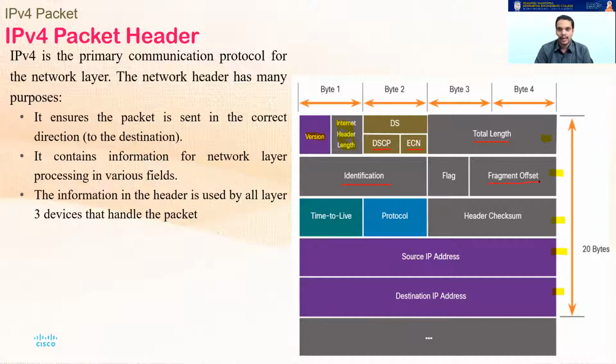I told you about the MTU. If the packet size is greater than the MTU, you break it into parts. Now, if you break it into parts, how does the receiver know which part belongs to which packet? Let us assume I have a packet P1, and I have broken this packet into 1, 2, 3, and 4 fragments based on the MTU. The identification field for all these 4 fragments will be the same. And this fragment offset will tell you where the piece fits.